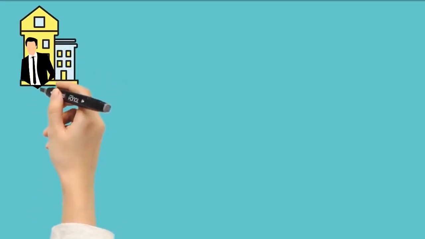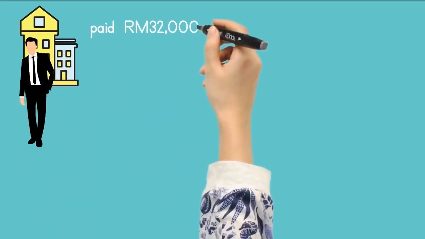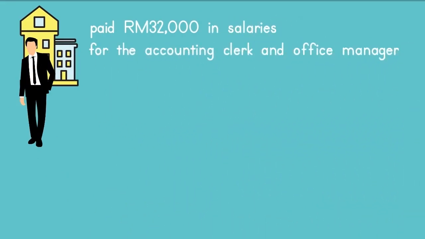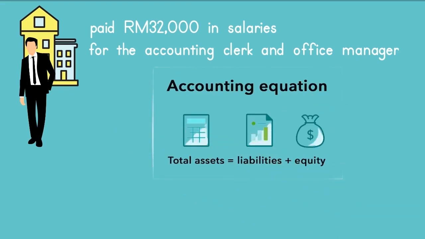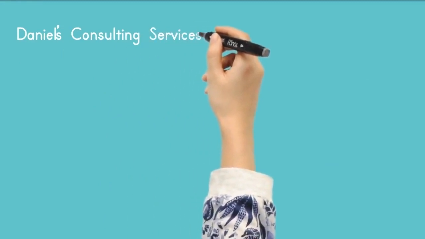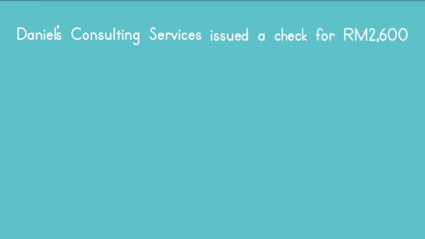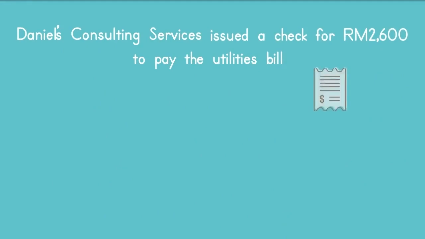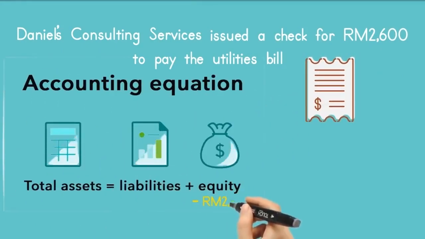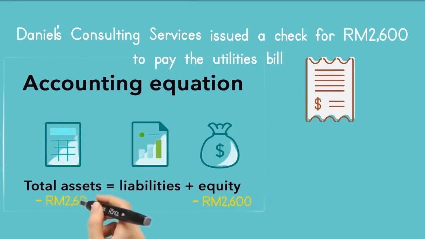In December, Daniel's Consulting Services paid $32,000 in salaries for the accounting clerk and office manager, Danish. In this transaction, expenses increased $32,000, which decreases owner's equity, and there is a decrease in assets of cash in bank by $32,000. Next, Daniel's Consulting Services issued a check for $2,600 to pay the utilities bill. This transaction also increases expenses, which decreases owner's equity by $2,600, and decreases assets of cash in the bank.